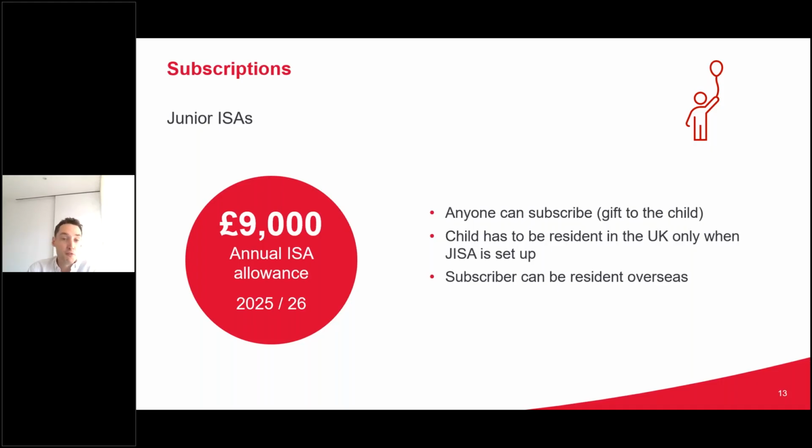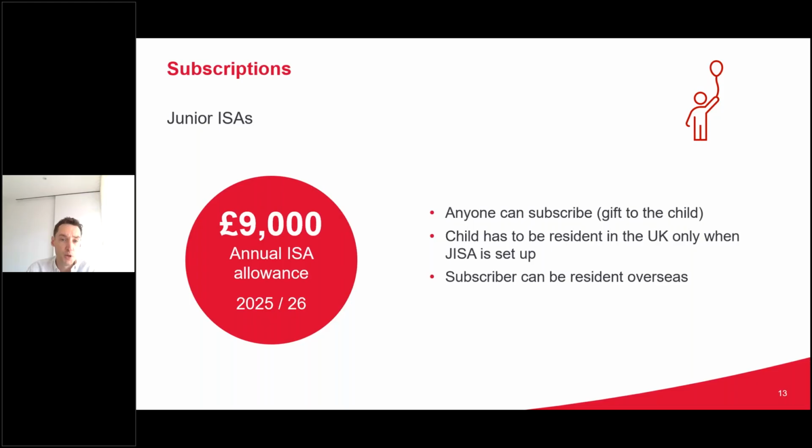It's deemed to be a gift to the child at that point, so the gifting rules in terms of IHT and things like that will start to apply. It's also an irrevocable gift as well, so we'll come on to this with withdrawals, but once the money's in the junior ISA, it can't actually be accessed until the child turns 18. So if someone does gift funds to a junior ISA, there's no way to undo that and take that money back out.